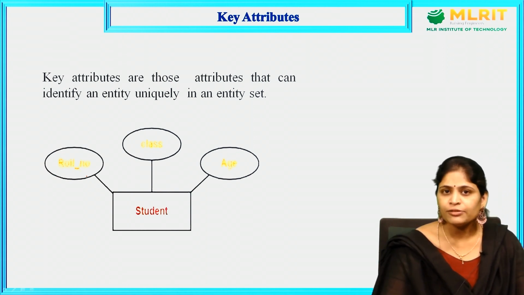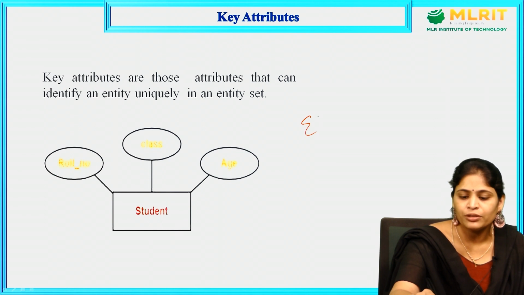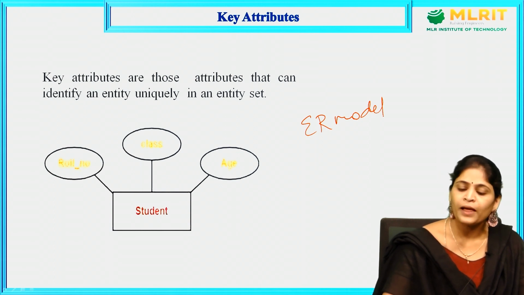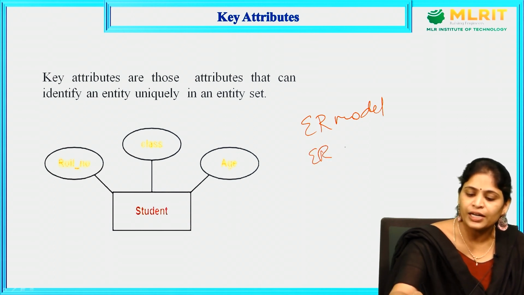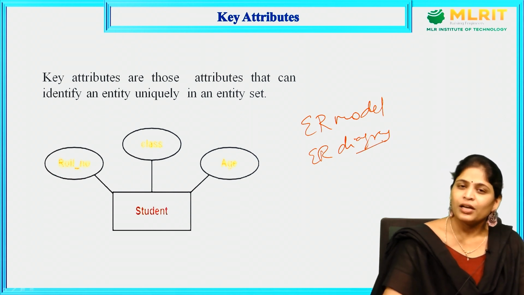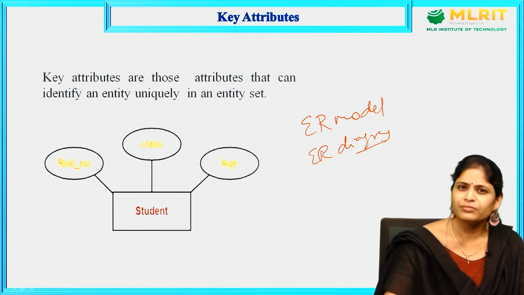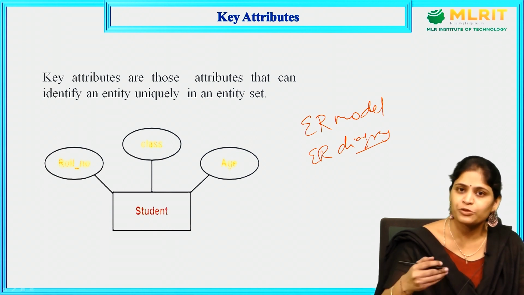So till now we have discussed the introduction to ER model. What is ER model? Who invented ER model? And next, what is ER diagram and the components of ER diagram, and the types of entities, strong entity, weak entity, and the types of attributes, 6 types of attributes.